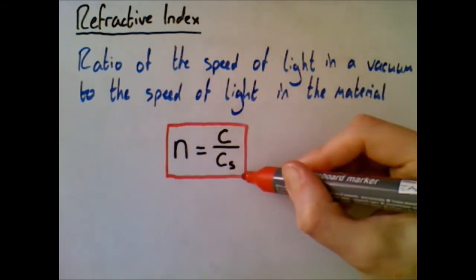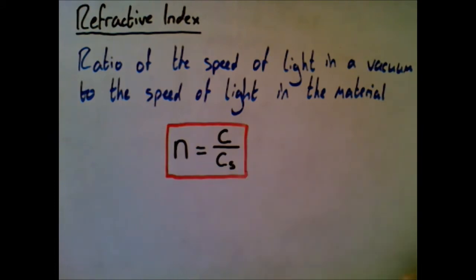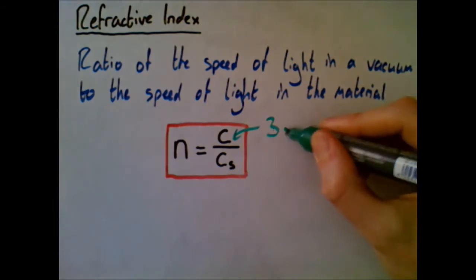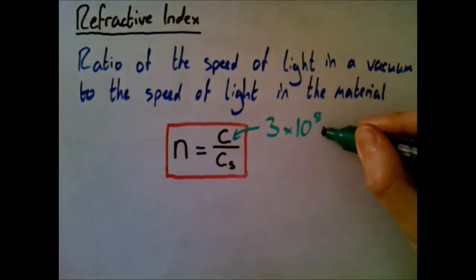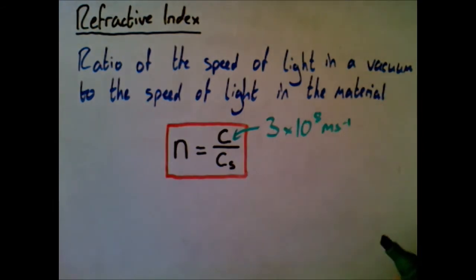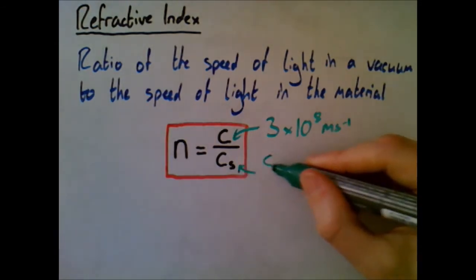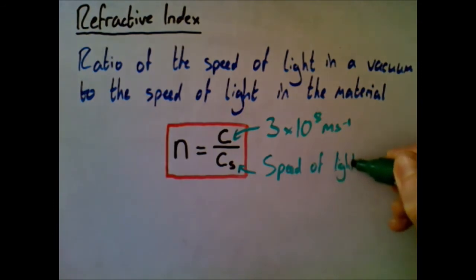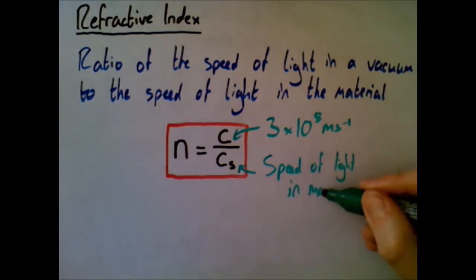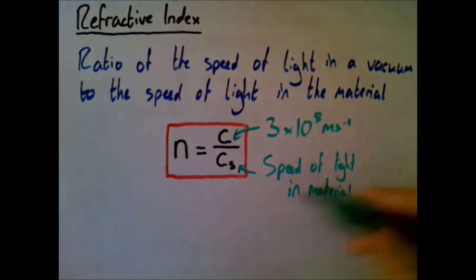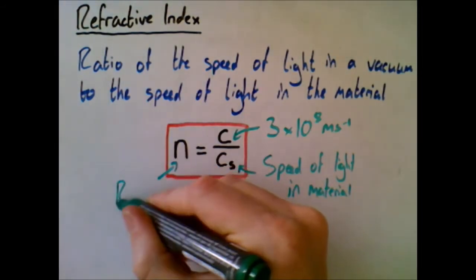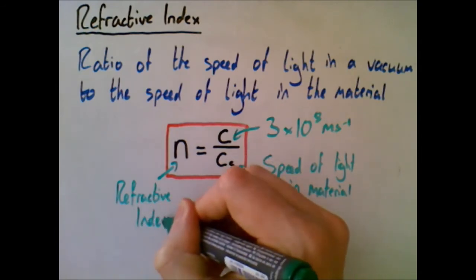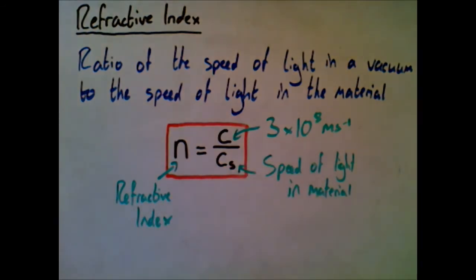Now, c is given to you on the formula sheet, but hopefully you have committed it to memory by now. c is 3 times 10 to the 8 meters per second. Cs is the speed of light in the material, and n is the refractive index. All right, so there's our formula.